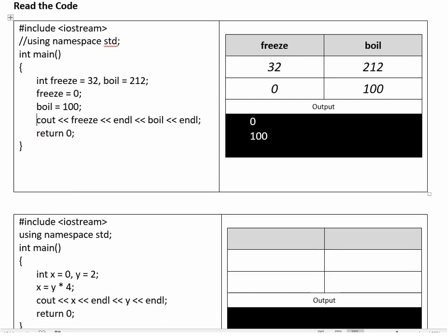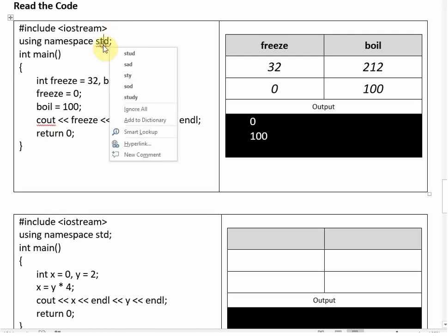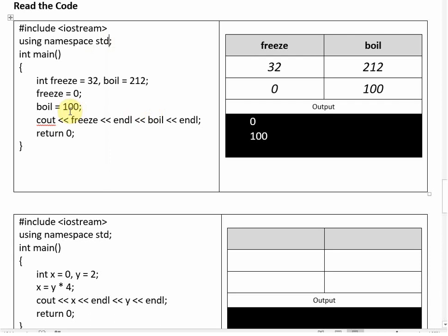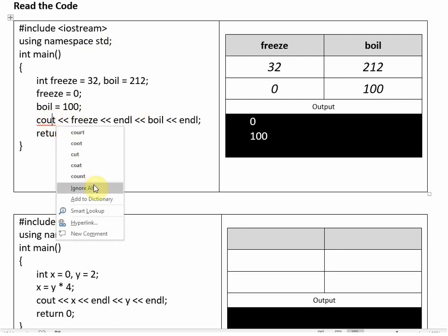So to avoid having to type std:: each time we use the cout statement, we just include the using namespace std instead. So that's one of the main powers and purposes of having the using statement there.